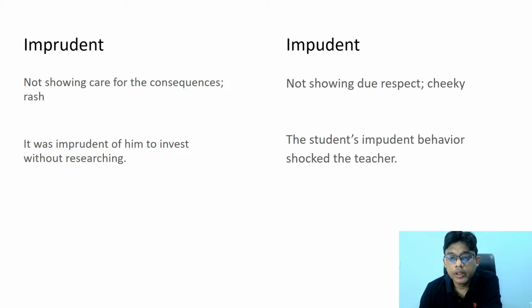Yeah. Next one. Imprudent, impudent. Now this is a slightly difficult word, but you will understand. So what is imprudent? Imprudent means not showing care for the consequences. Someone very rash, a bit careless. Whatever happens, I'll take it. I don't care. This type of devil-may-care attitude is called being imprudent.